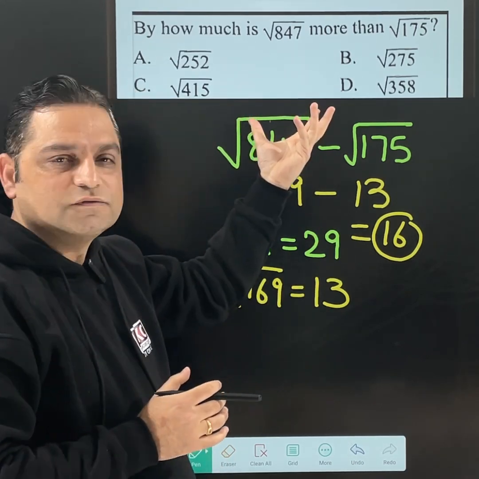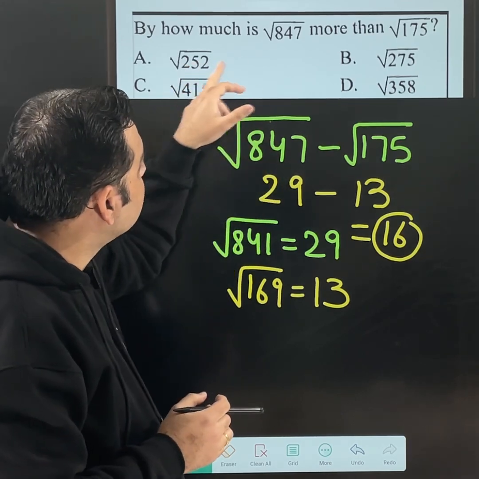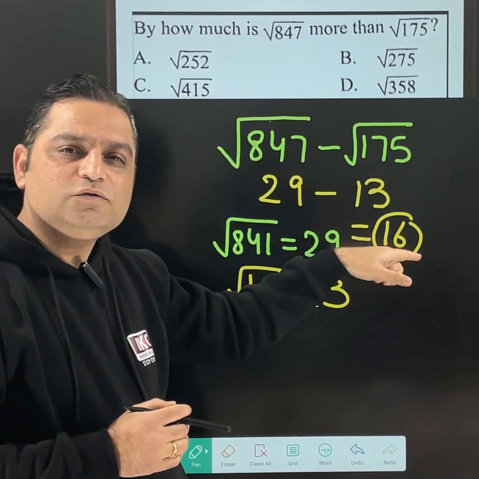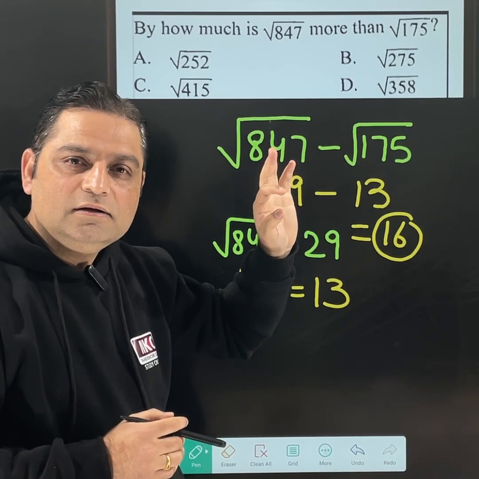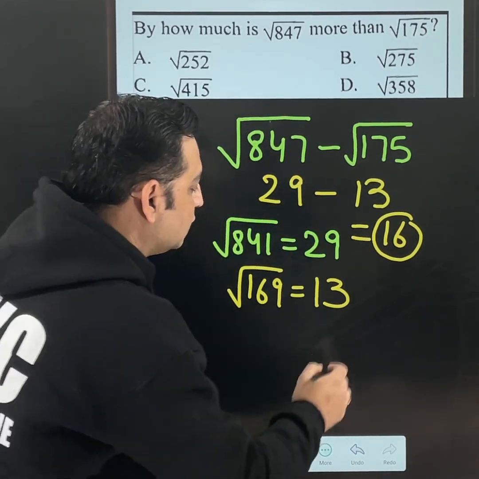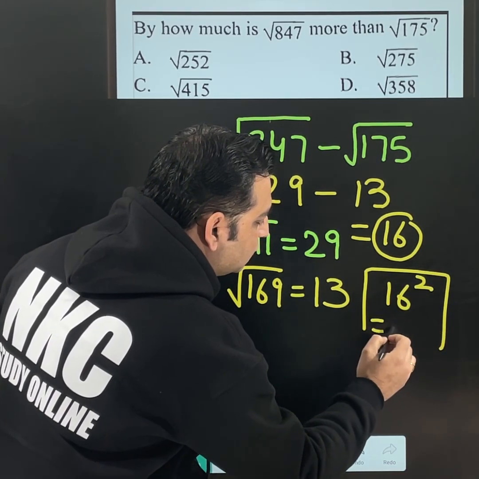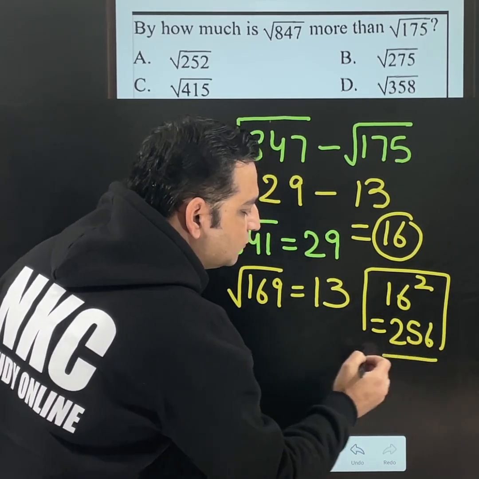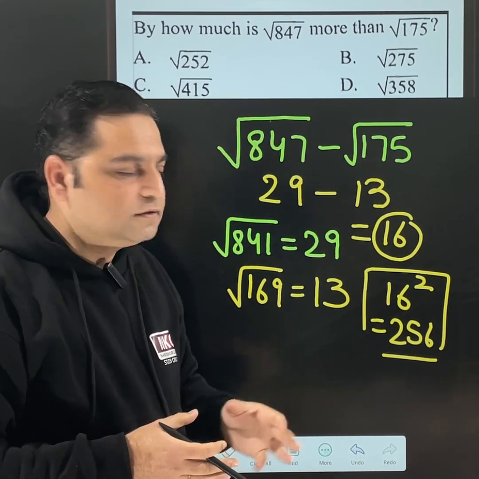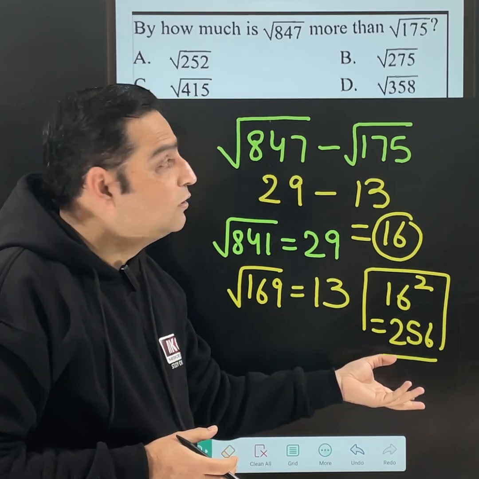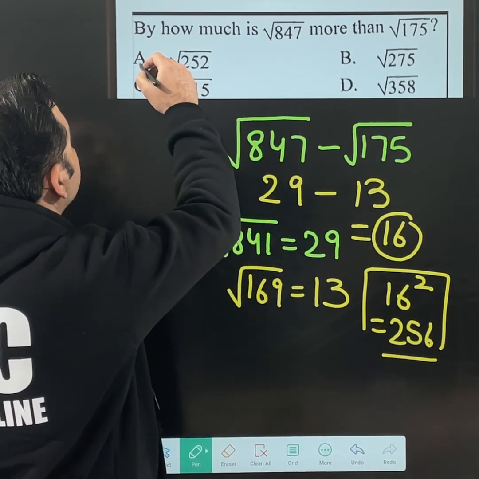I'm having four options. Now my duty is to check the square root of these, which one is closer to 16. Getting the point? Now closer to 16 means what? I know that 16 square is going to be 256. As I told you, we should learn the squares. 16 square is 256. Now I could see option A should be the answer.